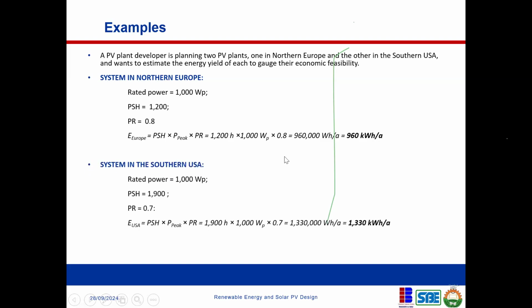Now, this is the second project, which is going to be in Southern USA. In this case, the same system capacity, 1,000 watt peak. But in Southern USA, you have a peak sun hour of 1,900, but your performance ratio is 0.7. You can see that there are differences between Europe and America based on their peak sun hour and their performance ratio. But their energy yield is what will now tell you where to make that investment. If you do the multiplication for Southern US, you have 1,330 kilowatt hour per annum, but for the same investment in Northern Europe, you have 960 kilowatt hour per annum. If you are the one who is going to invest in this project, which one would you choose?